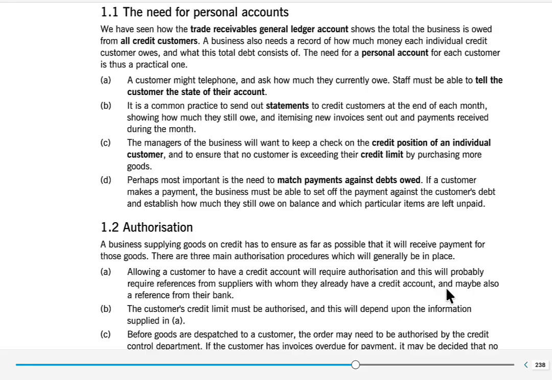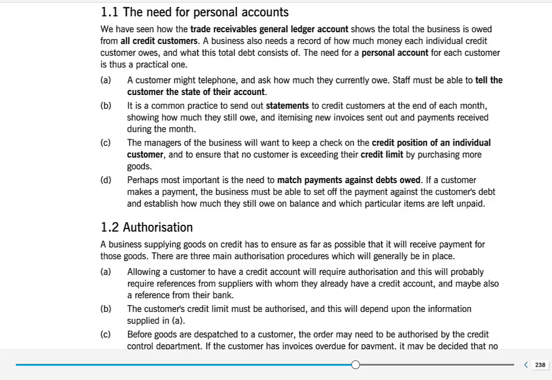Class. Now we explain only Lesson 1.1 of Chapter 13, the need for personal accounts. This section is telling you why a business cannot manage credit sales properly if it only keeps one total figure for trade receivables in the general ledger. Yes, the trade receivables control account tells us the total amount owed by all credit customers. But the business also needs a record for each individual customer.